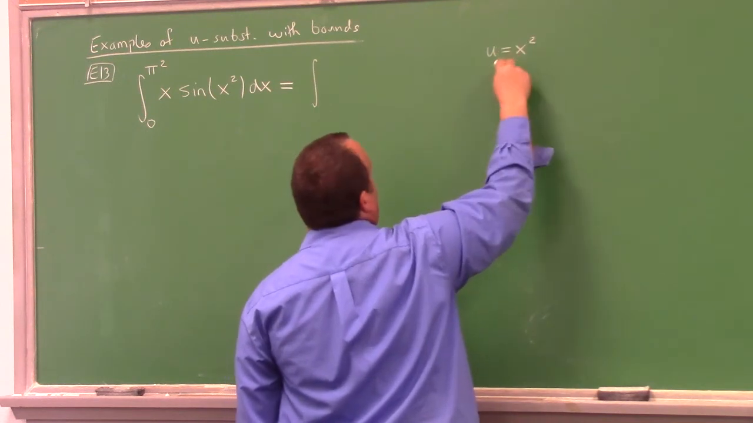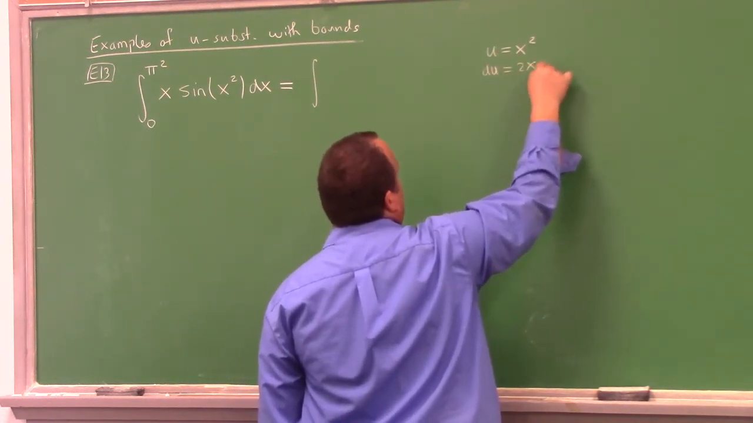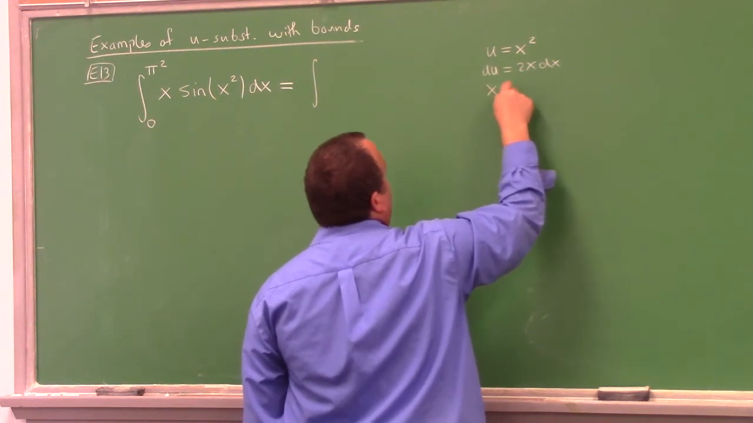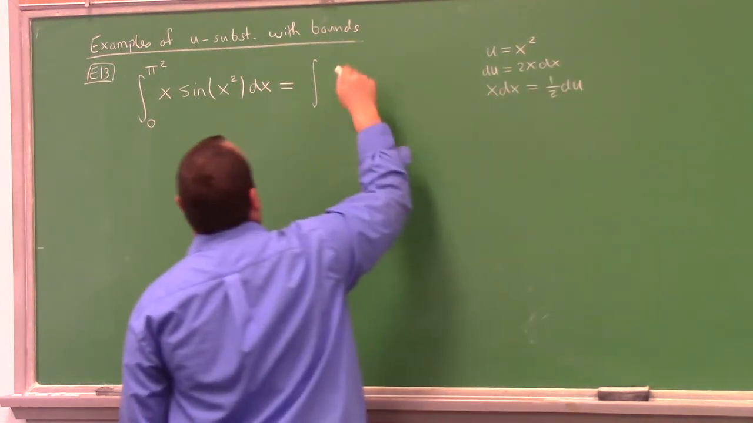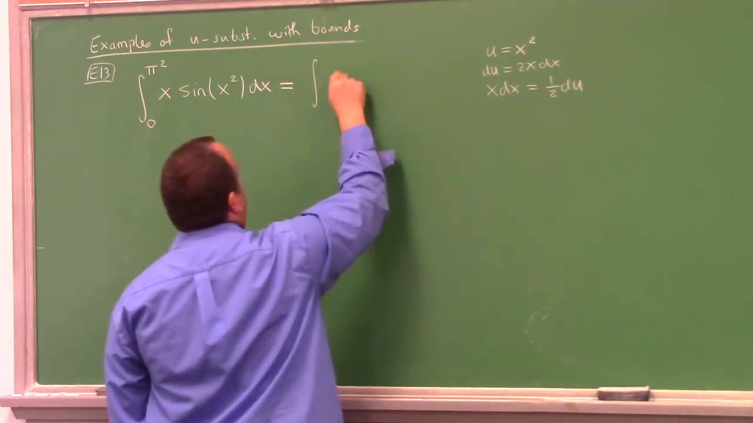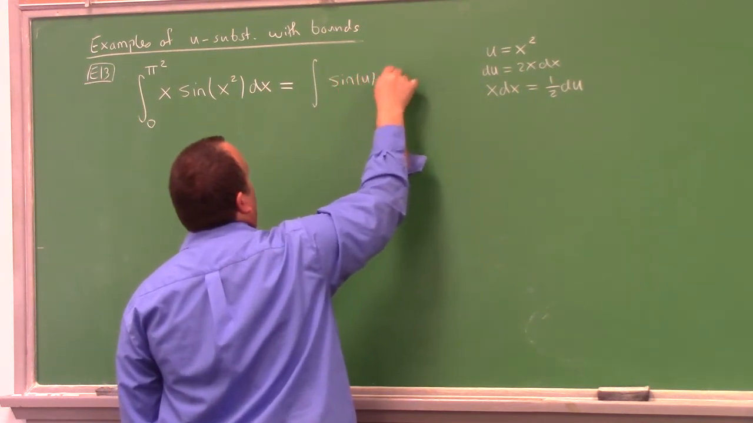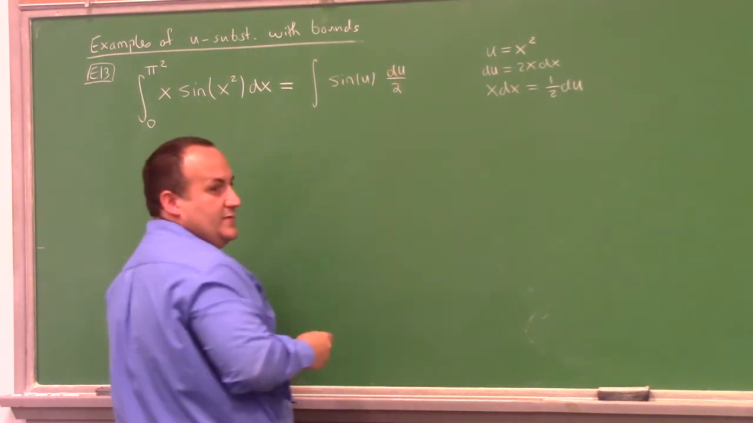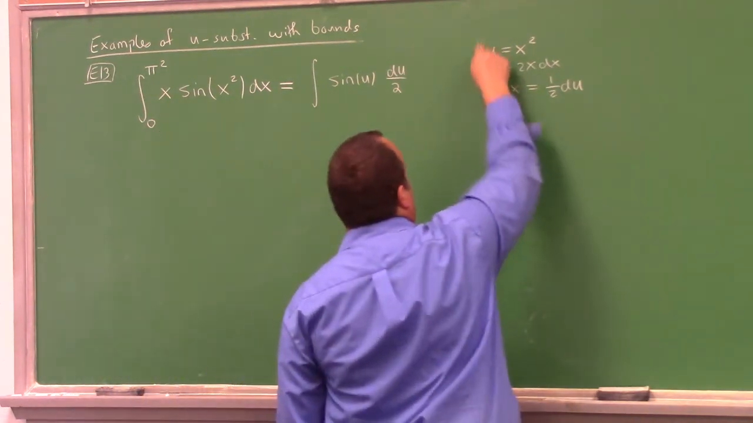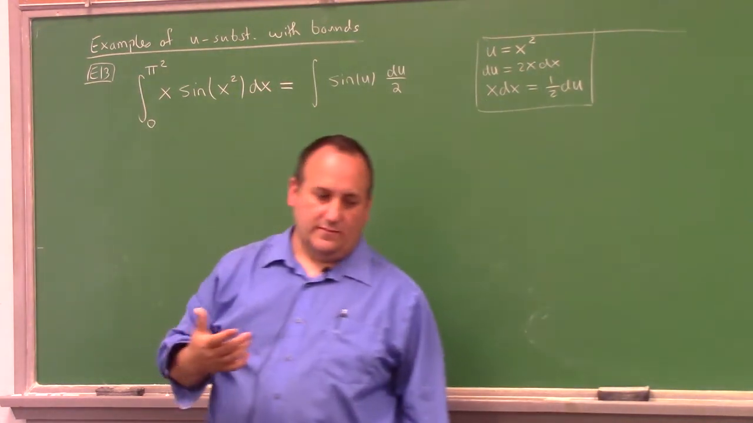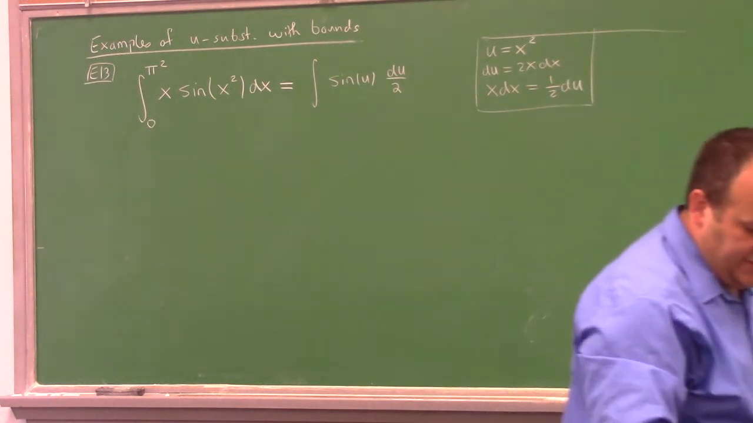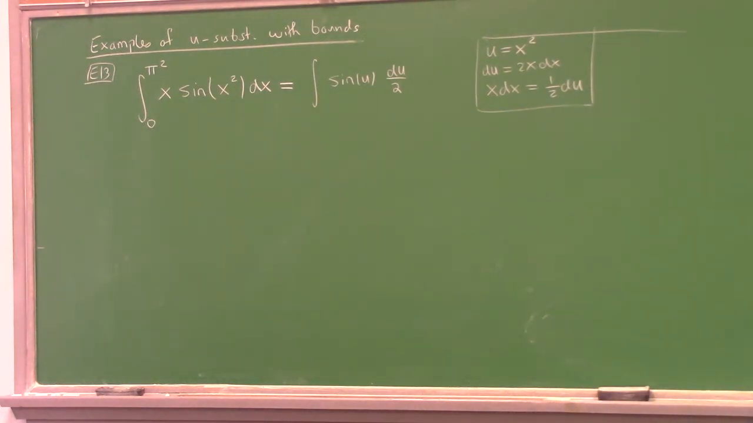U equals x squared. So du is 2x dx, right? So x dx is really 1/2 du. So this gives me sine of u times du over 2, right? Now that's the first half of it, but when we have an integral with bounds, we have 3 things we have to change. We have to change the integrand, we have to change the measure, which is the du part, the dx part, and we also have to change the bounds.